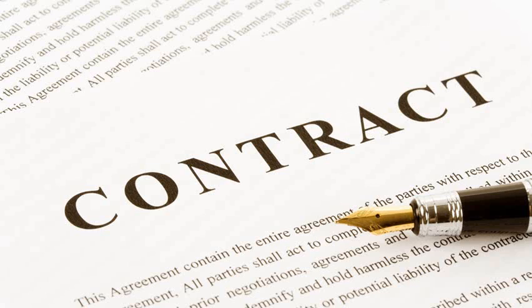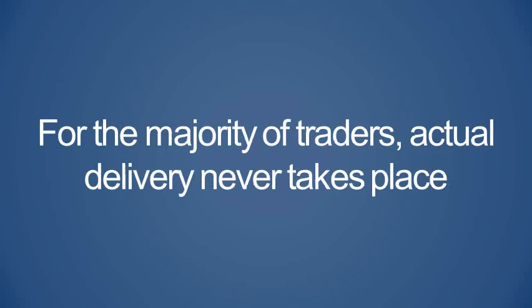Now, the word contract, when referring to the futures market, is an actual contract complete with obligations for both the buyer and the seller. The buyer agrees to take delivery if trading in commodities such as cattle, and the seller agrees to deliver the product. Trading in financials, the futures contract would be settled in cash. Now, the fact is that for the majority of traders, actual delivery never takes place, as they are just speculating on price and not actually buying the product itself.